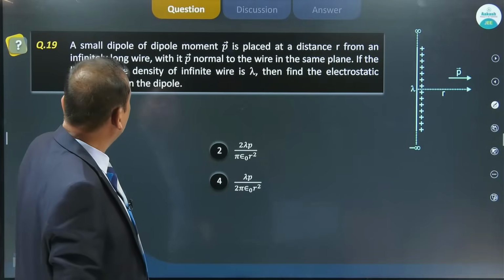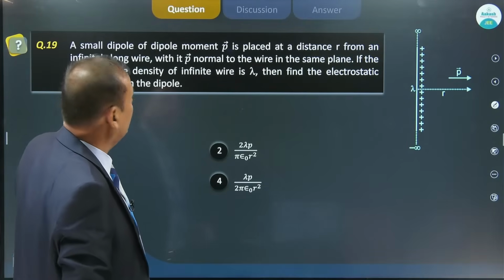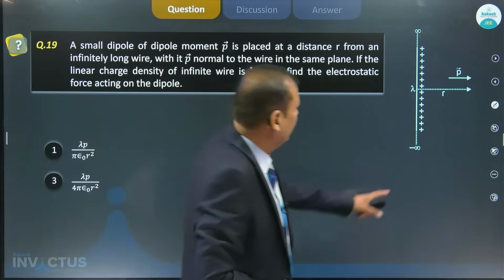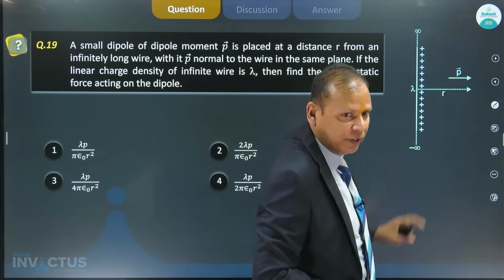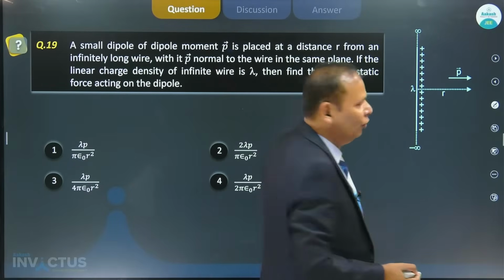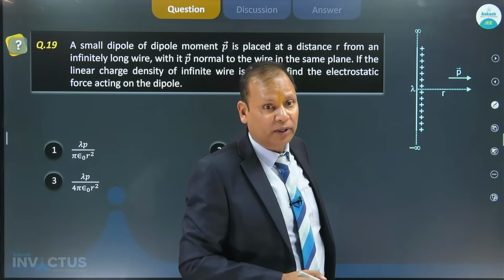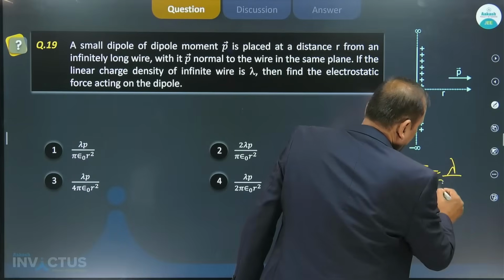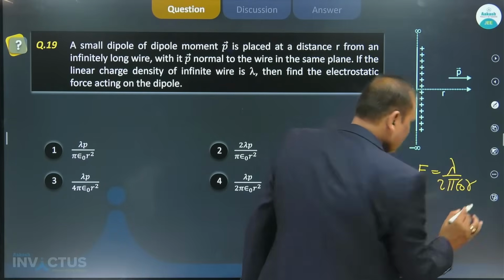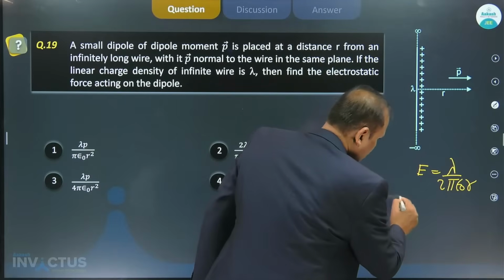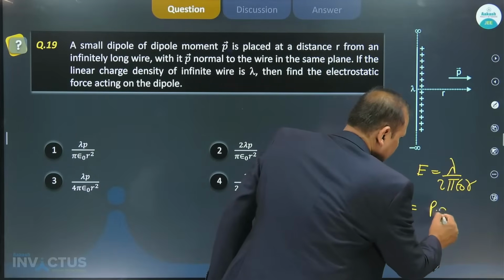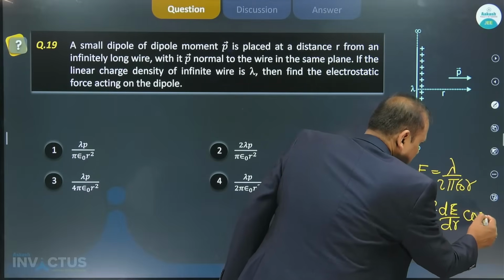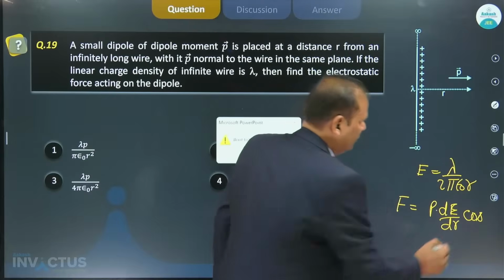A small dipole of dipole moment P is placed at a distance R from the infinitely long wire. Acha. This is an infinite long wire. There is a dipole moment. So certainly, who will apply force on the dipole? It is nothing but electric field. So E is equal to lambda by 2 pi epsilon naught R. So force on dipole is P dE by dr cos 0.